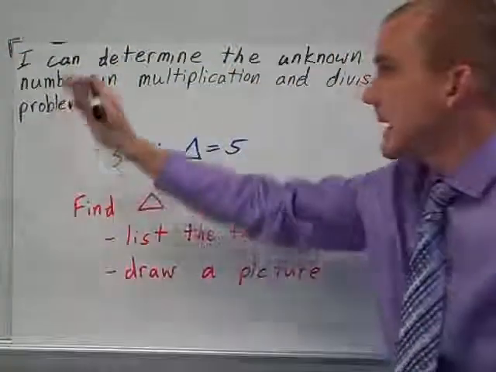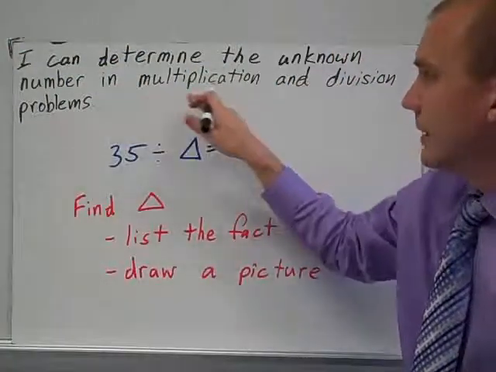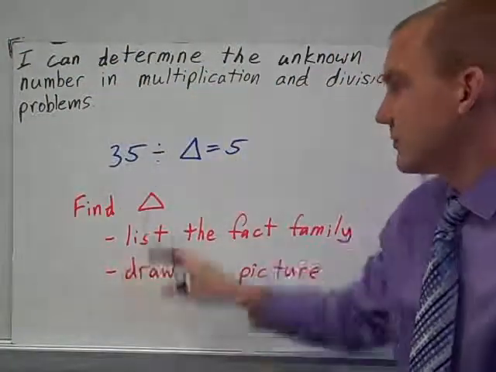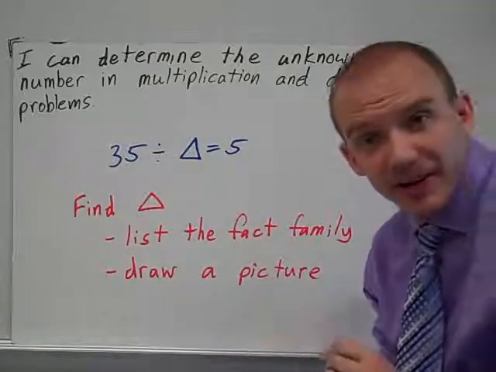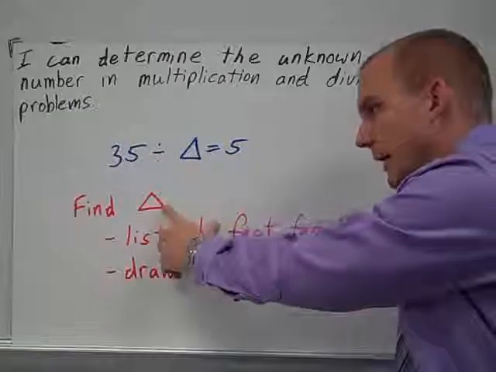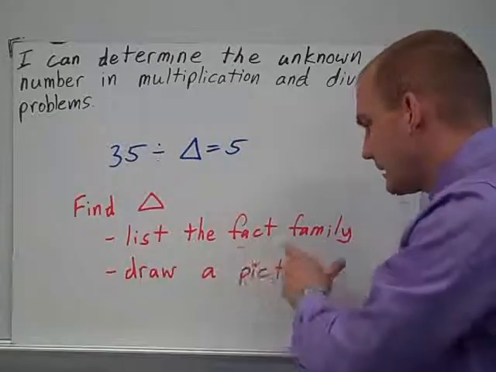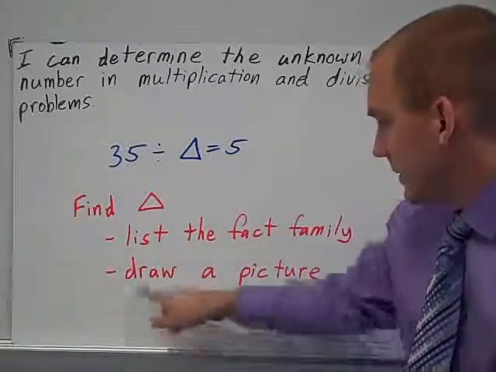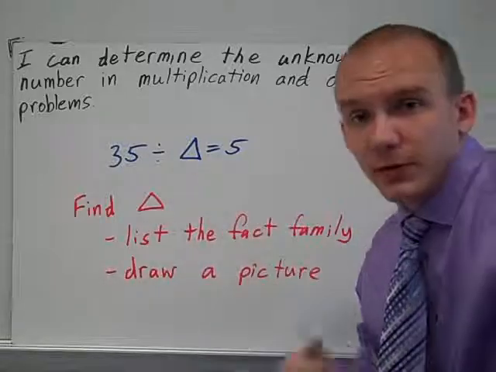All right. I can determine the unknown number in multiplication and division problems. So here's a division problem. 35 divided by triangle equals 5. Find triangle. So the first thing, list the fact family, pick the easy one to work with, and then draw a picture to figure out what triangle is.